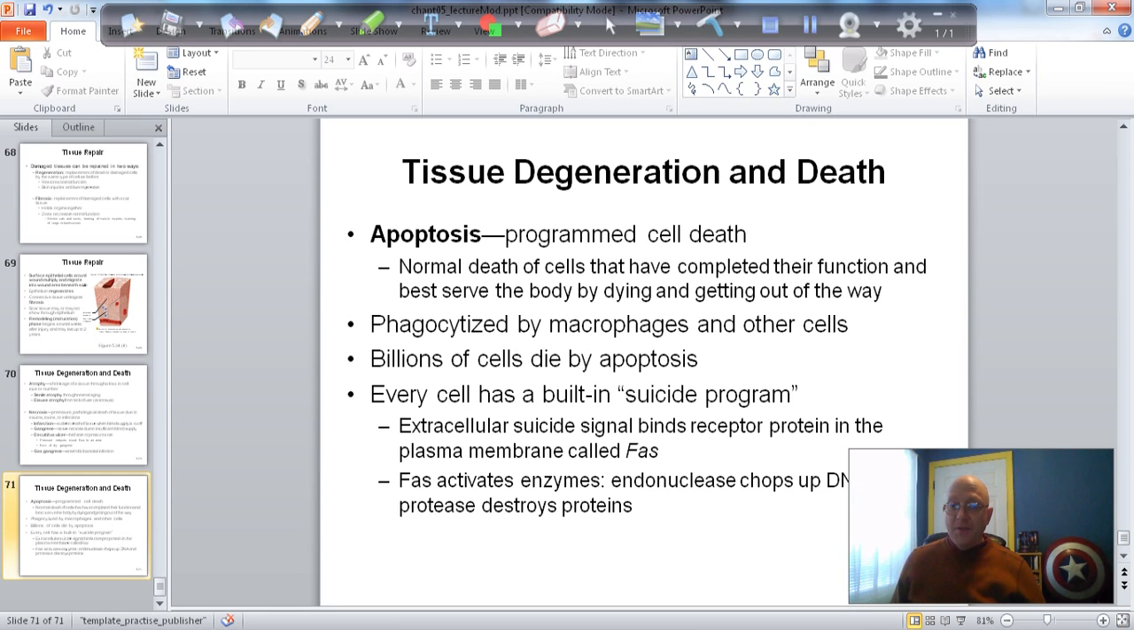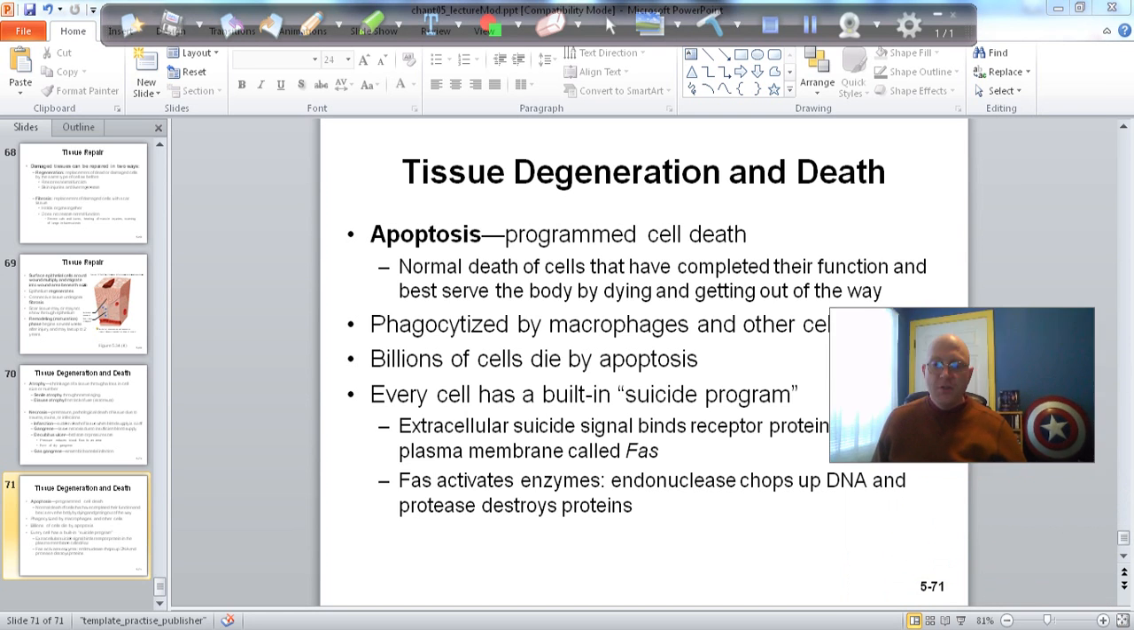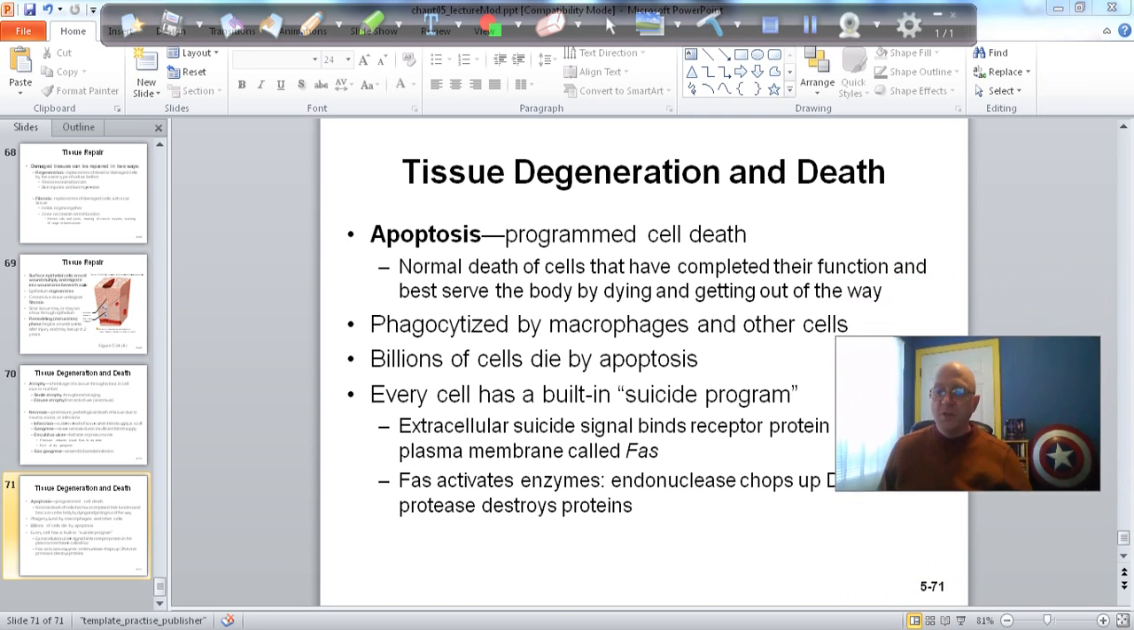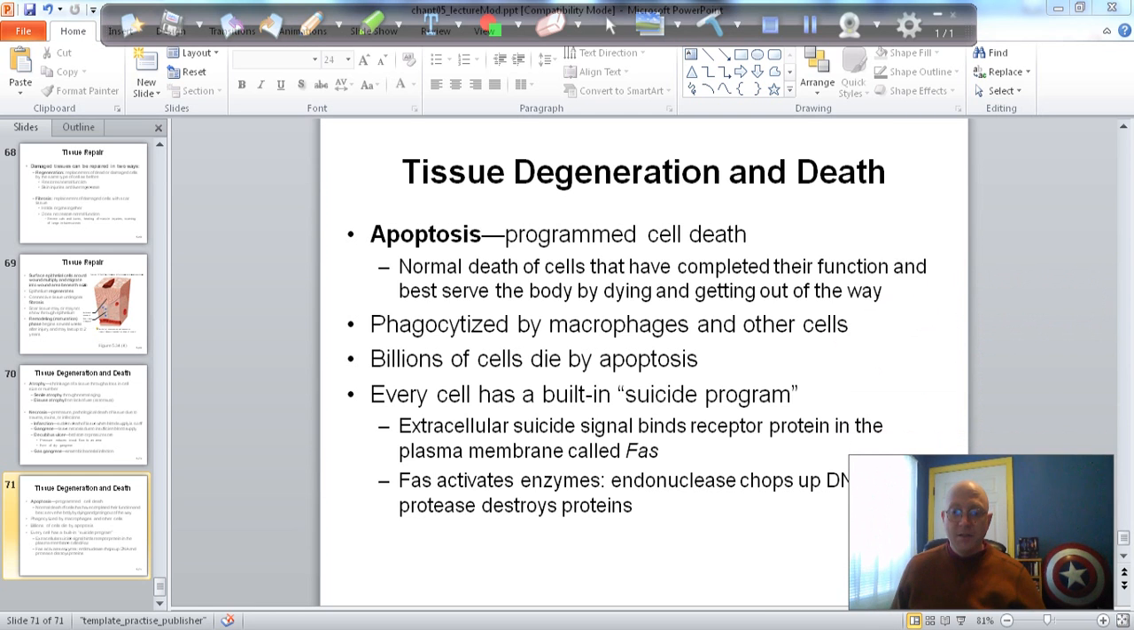Here it just tells a little bit about that program. There's a receptor protein in the plasma membrane called FAS. FAS activates enzymes, endonuclease chops up DNA, and protease destroys proteins. So basically those proteases and endonucleases, those are the things that came from your lysosomes to digest the organelles of the cell. But here's what you have to trigger in order to get that program to go underway.